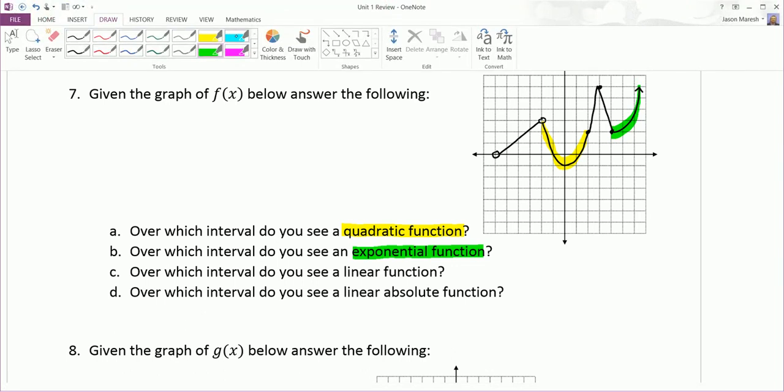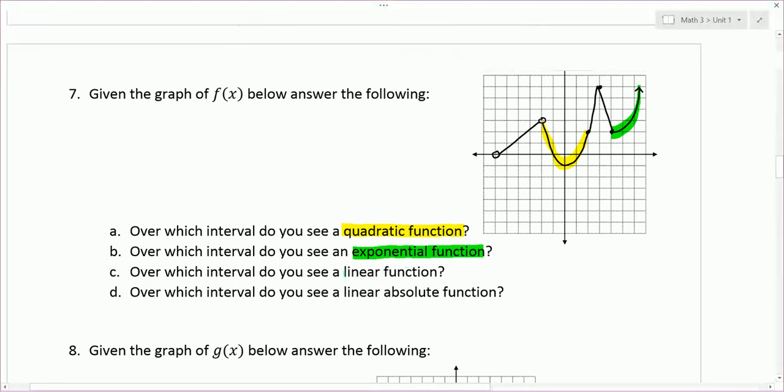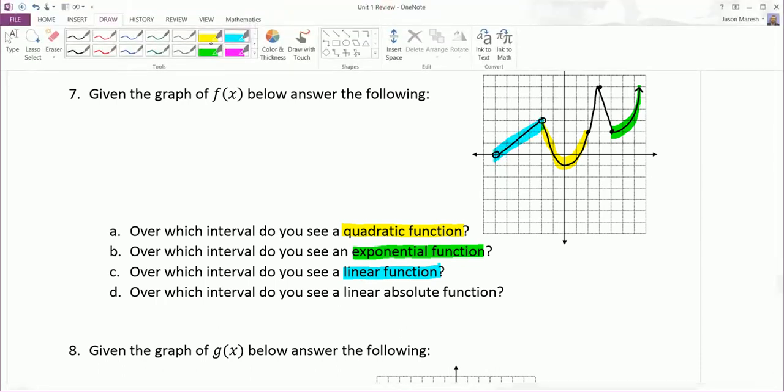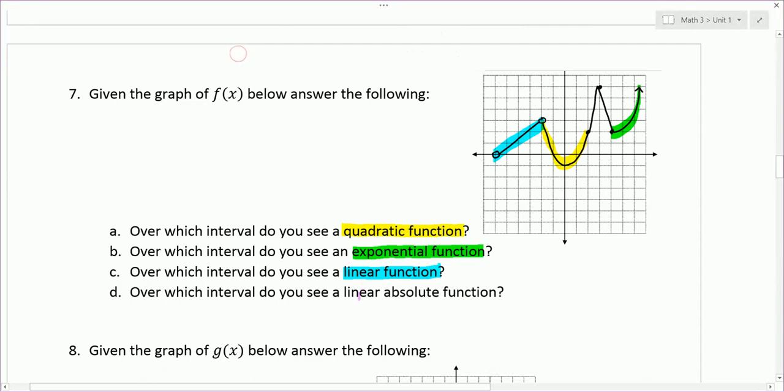A linear function. I'm going to use this for my linear function. And a linear absolute value function, right here. Now the questions A through B ask over which interval do you see these functions. It really should read which open interval, and that's what you're going to see on the test. And so we're going to answer these as just open intervals only.